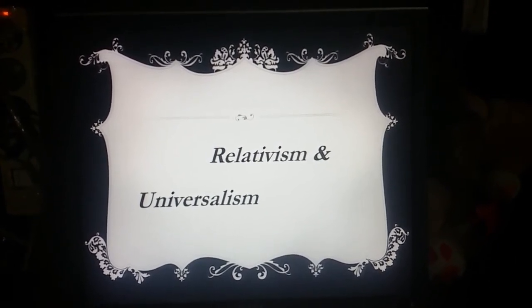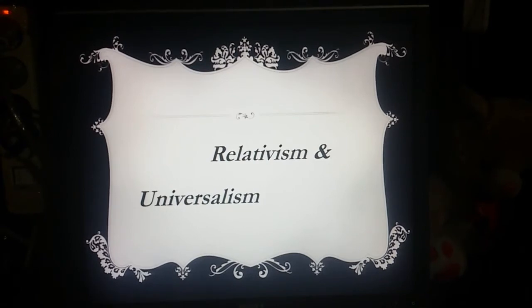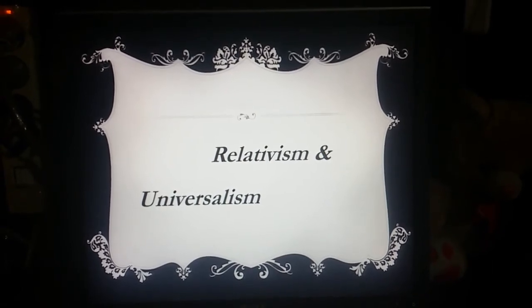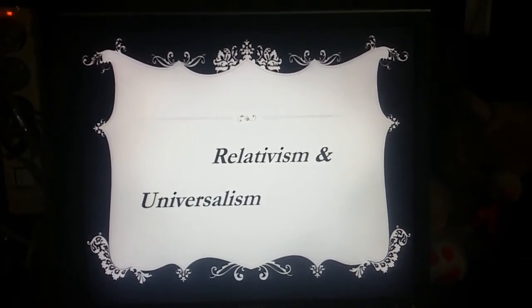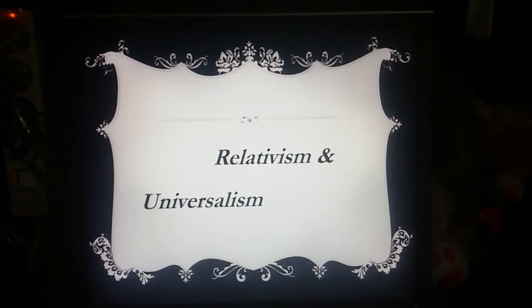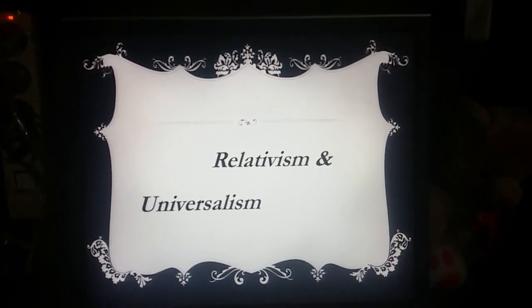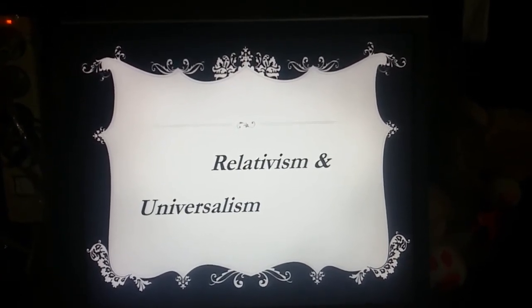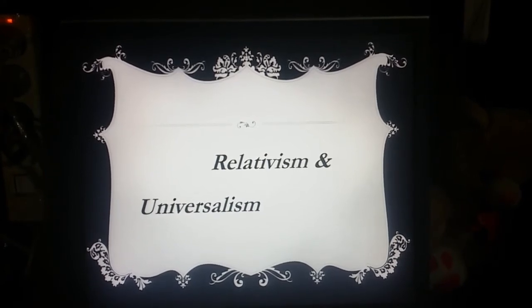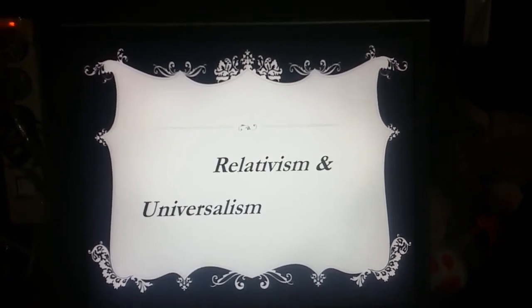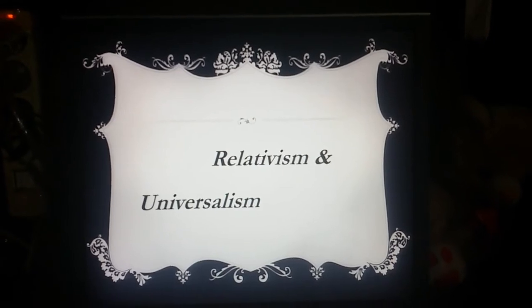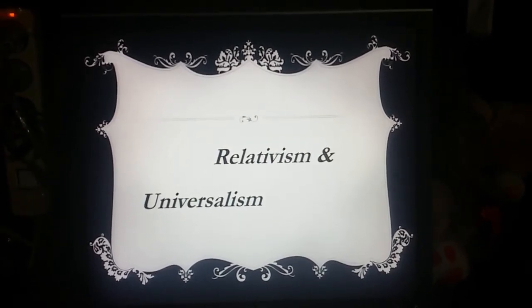And now I'm going to talk about different orientations that are opposite to each other, which are relativism and universalism. Relativism means that something is relative, it's not fixed, or it's changeable. So linguistic relativism means that languages are not similar. However, universalism means that something is universal, it's similar, so it can be applicable to anything else. So linguistic universalism means that some concepts are universal across languages.